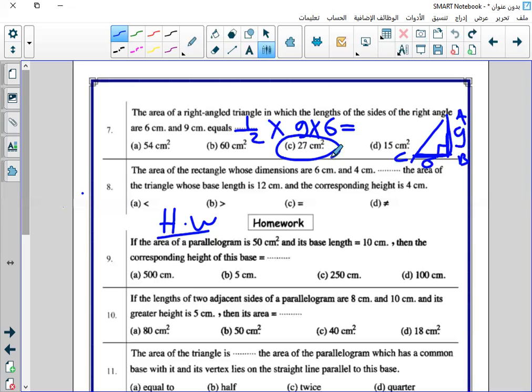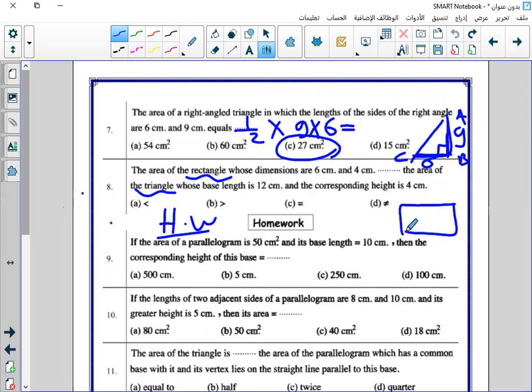Number 8, the area of the triangle whose dimensions are 6 and 4 centimeter: is it more than, less than, equal to, or not equal to the area of the triangle whose base length is 12 and the corresponding height is 4? Okay, we have a rectangle and we have a triangle. Who can tell me the answer? Please raise your hand. Yes, Sarah? The area of a rectangle is length times width, so 6 times 4.